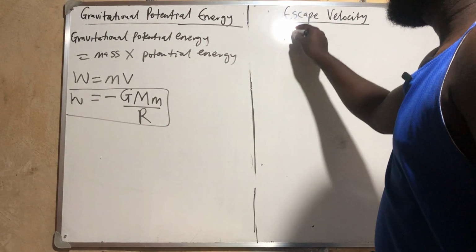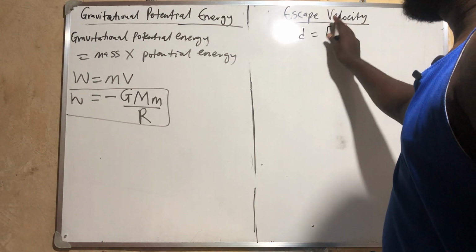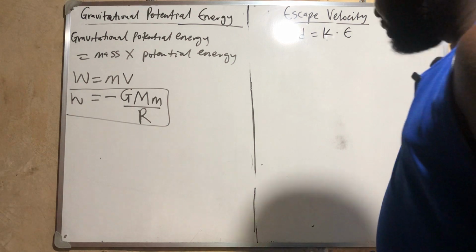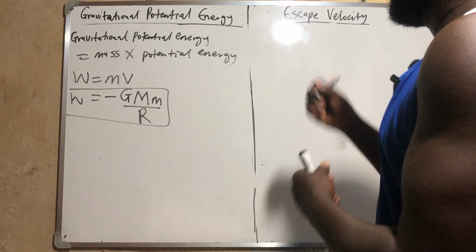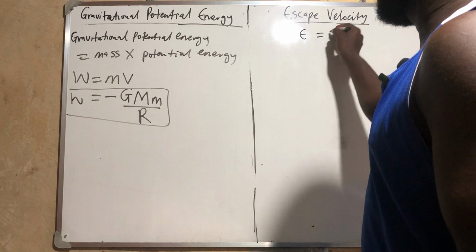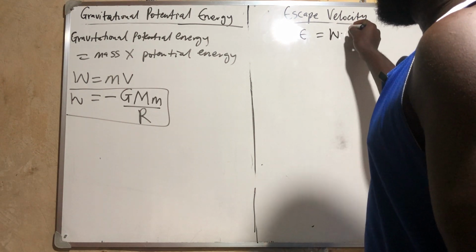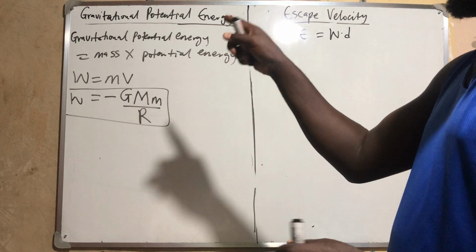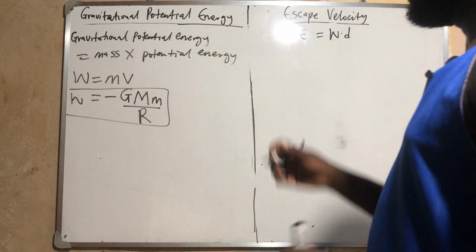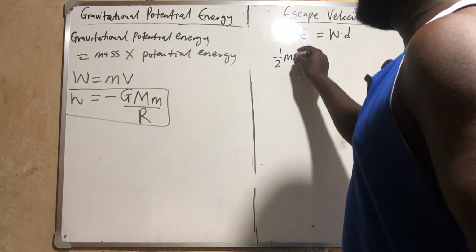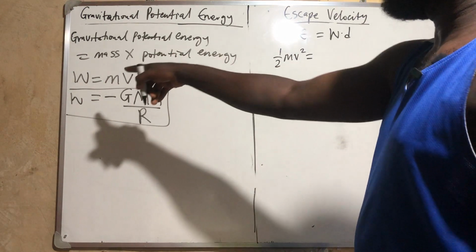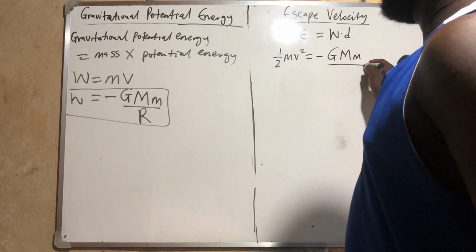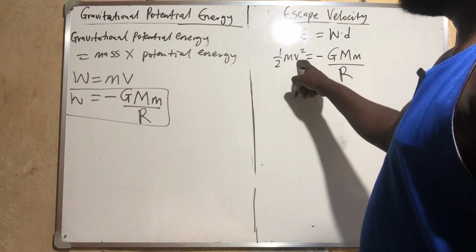So work done is equal to kinetic energy. Or kinetic energy is equal to work done, it's the same thing. And then we have gotten the work done. You know that the work done is the gravitational potential energy. That's what we are going to use. So I have 1 over 2 mv squared is equal to my work done, which is minus GMm over R.